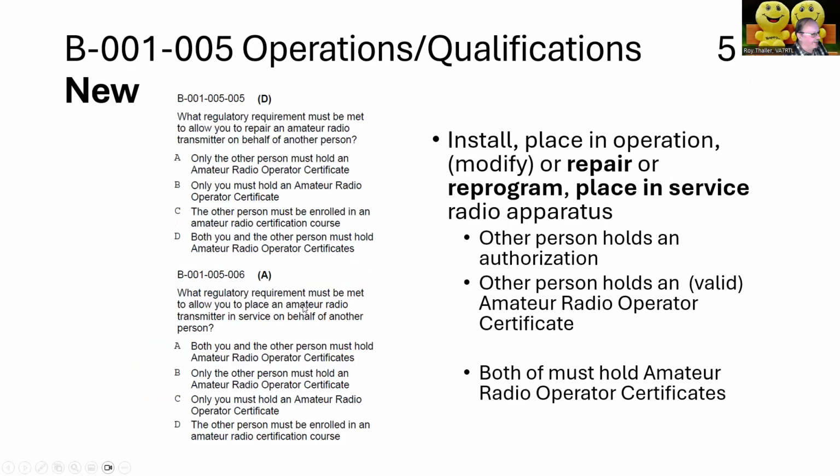And then another question here, what regulatory requirement must be met to allow you to place an amateur radio transmitter in service on behalf of another person? And again, it's the same, both you and the other person must hold the amateur radio operator certificate. So the whole sense of this section is that both of you need to have amateur radio operator certificates. And that's it for those questions. So let me stop the recording and we'll continue next week with 1-6 to 110.